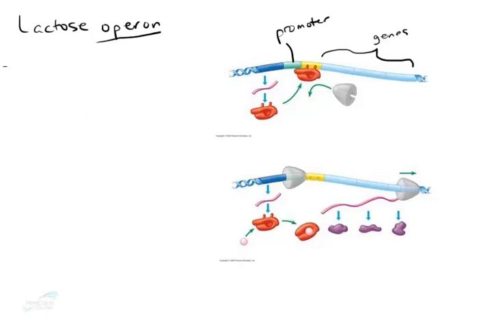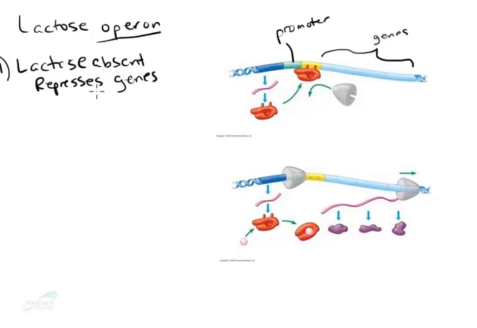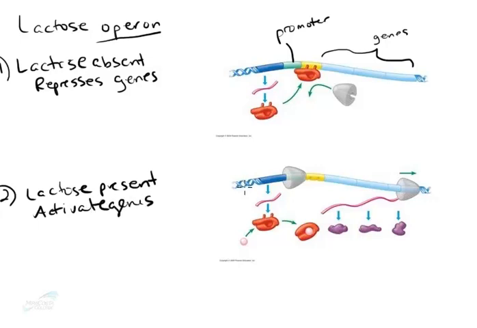And now if we think about it, the cell has to basically be able to accomplish two things here. First of all, when lactose is absent, when there's no lactose around, the cell will repress those genes' expression, right? No sense expressing them if there's no lactose around to utilize. When lactose is present, the cell will activate expression of those genes. So we get those protein products and the cell can then utilize that lactose sugar.